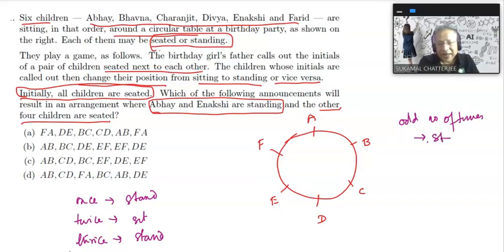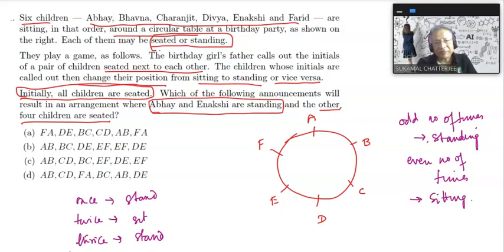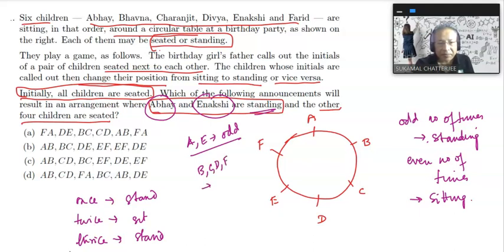that person will be standing. And if the name is called even number of times, then that person will be sitting. So this is what we have to understand. Now we want A and E to be standing. That means A and E have to be called odd number of times, and the rest, which are B, C, D, F, have to be called even number of times, so that they will be sitting.